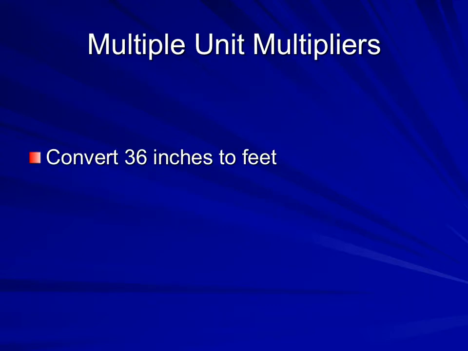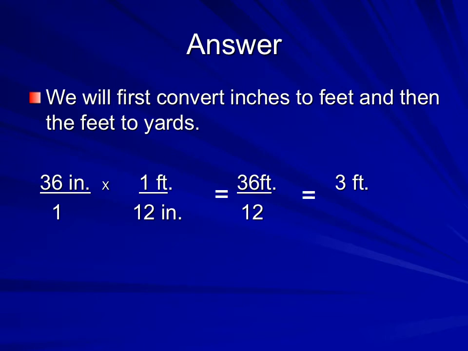Now let's take this one for instance: convert 36 inches to feet. First, let's take a look at this. There's 36 inches. We're wanting to convert to feet, so we use 1 foot over 12 inches. Now when we multiply it out, it's 36 feet over 12. This is nothing more than an improper fraction, so it's a division problem. So we have 36 divided by 12, and we have 3 feet.